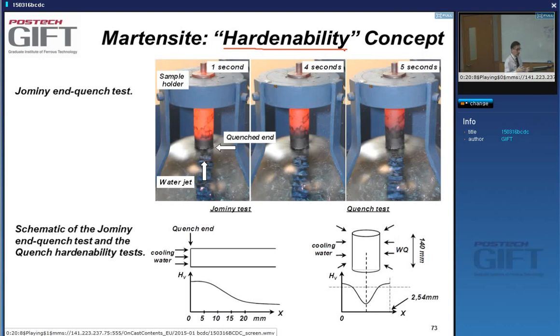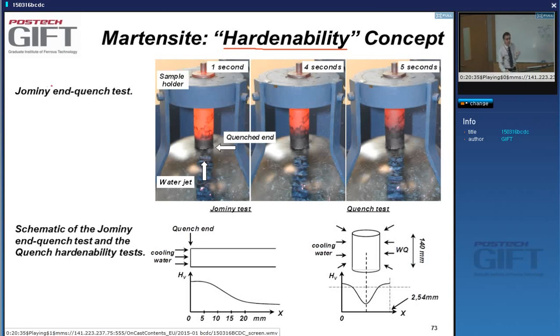is connected with a concept that's called hardenability. Yes, and hardenability concept is a description of how easy you can make martensite microstructure in a steel. Yes. So let me show you how we measure hardenability first.